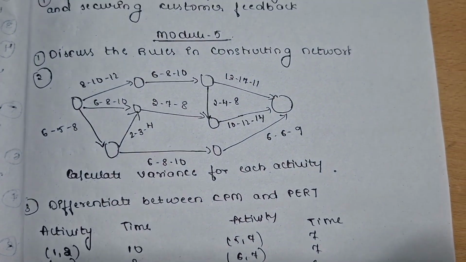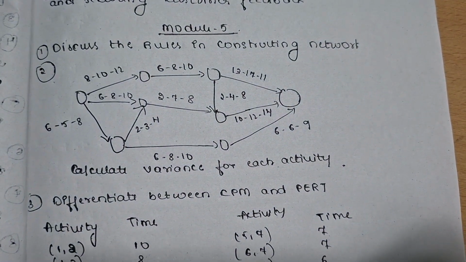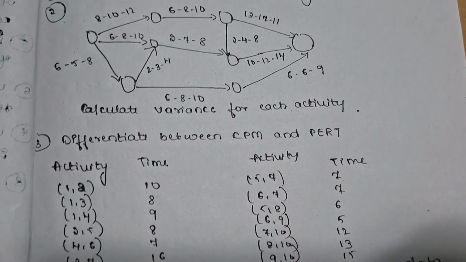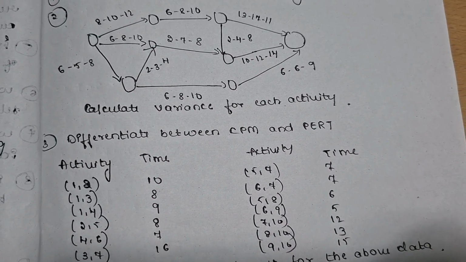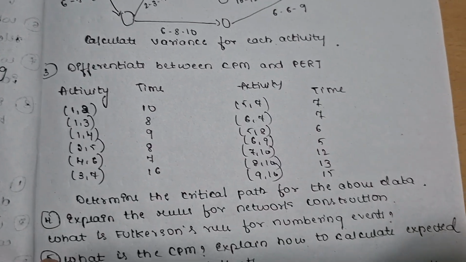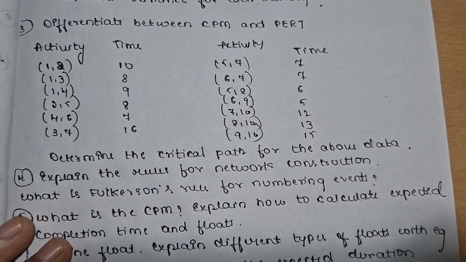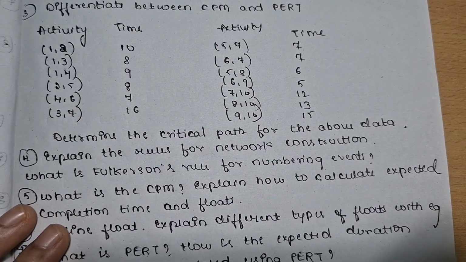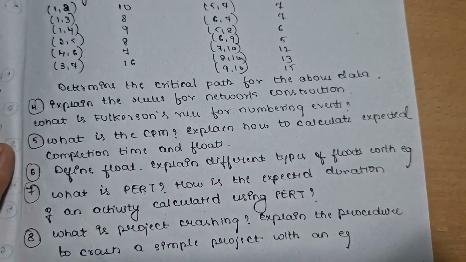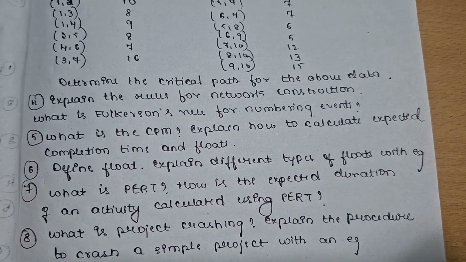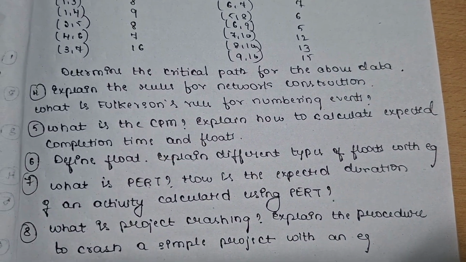Module 5. Discuss the rules in constructing a network and calculate the variance for each activity for a given diagram. Differentiate between CPM and PERT and determine the critical path for the above data. Explain the rules for network construction. What is Fulkerson's rule for numbering events?